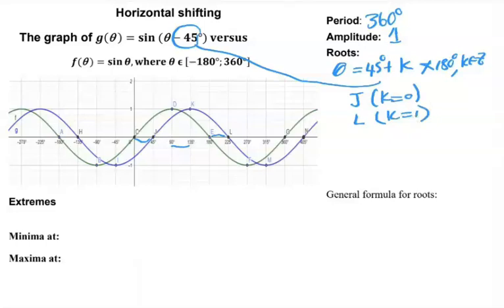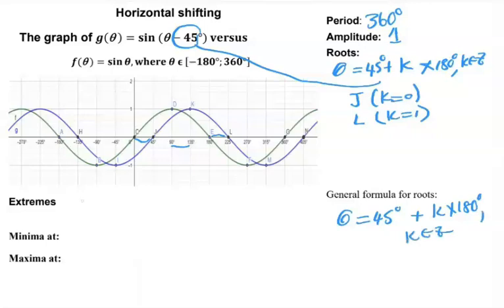In general, the formula for the roots is what we wrote there, so we can write theta is equal to 45 plus k times 180 degrees, where k is an element of Z.